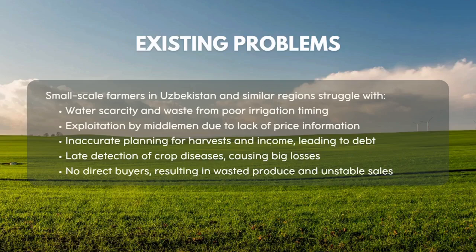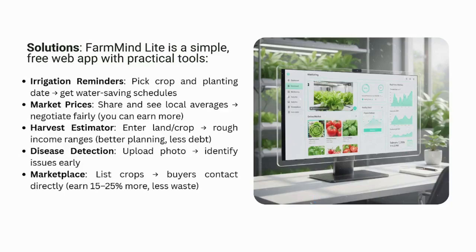And then farmers do not have tools to detect crop diseases, which is why they detect diseases lately, causing big losses. And then farmers often do not have direct buyers, so they have crops ready, but they don't have buyers. And I'm offering my solutions to these existing problems with this platform called FarmMind Lite.